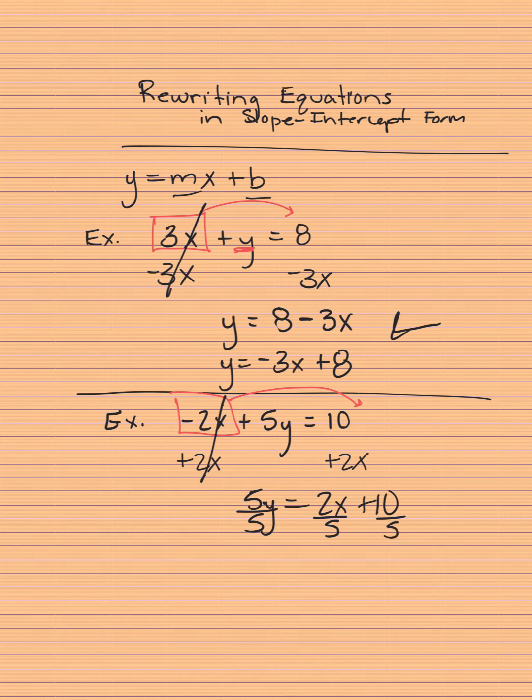And then this makes 1, so that cancels, so y is by itself. And then because slope can be a fraction, we can just leave this as 2 over 5. That becomes my slope. And then for this part here, if we can simplify, we should. And in this case, we can. 10 divided by 5 is exactly 2. If you can't simplify, then you can just leave it as that fraction.